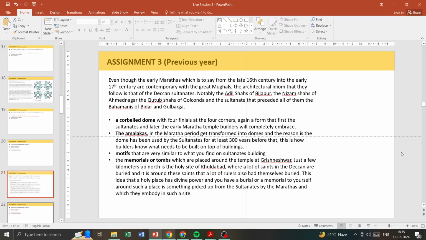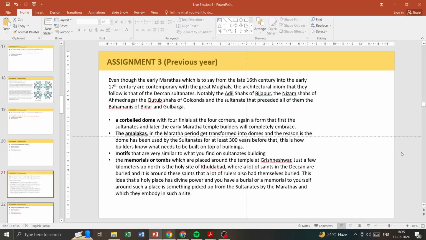And the reason is that the dome had been used by the sultanates for at least 300 years before that, and the builders knew how to make domes, and they thought that this is what goes on top of the building. Whatever religion it belongs to does not matter; what goes on top of the building is a dome. So that's how the Amlaka actually transformed into domes in Maratha temples. And the motifs that Maratha temples use are very similar to those found in the Sultanate buildings at that time.